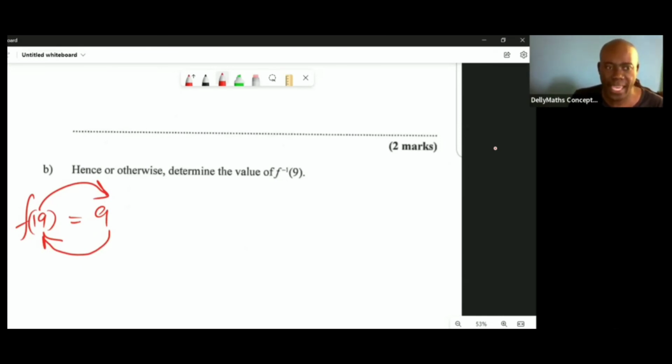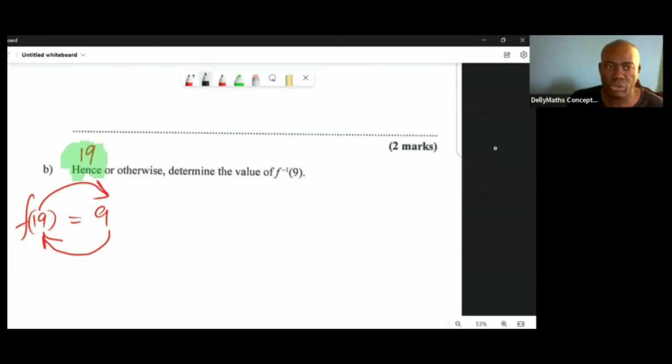Hence, if I use hence, I'll just go backwards. So if I plug in 19 in my function and it gives me 9, then the inverse of 9 goes back to 19. So I could say that this answer is 19. But let us say that we don't get the understanding of the inverse to say hence would give me that. Hence would have meant that the answer you just gave, use it now and give back an answer. Bam, 19. The otherwise now would have been to work out the inverse and plug in 9. So the answer is already 19.